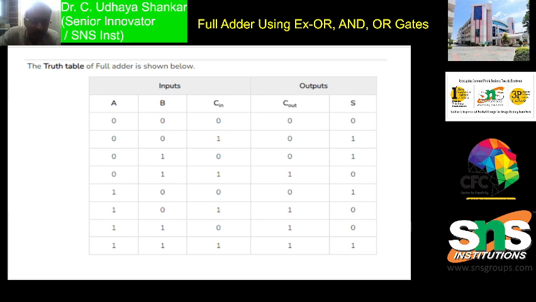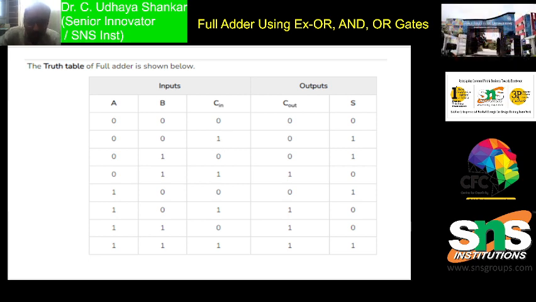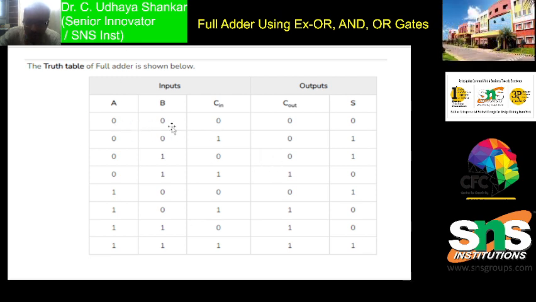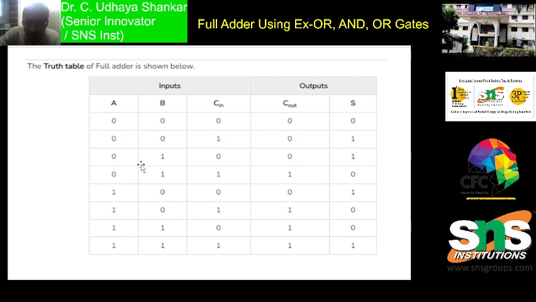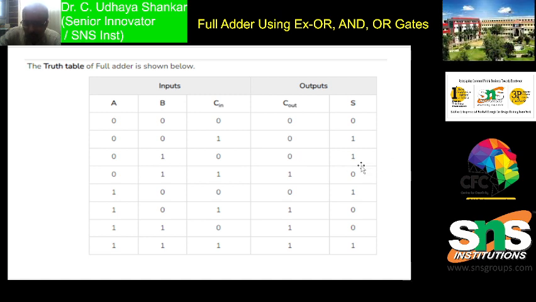Now let us go into the detail. This is the truth table for the full adder. For 0 0 0, with 3 inputs, you have to get 0 and 0. If it's 0 0 1, you have to get 0 1. If it's 0 1 0, you have to get again 0 1, because you can see that the carry is 0 here.